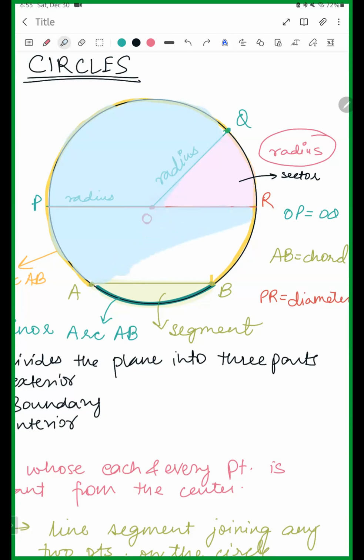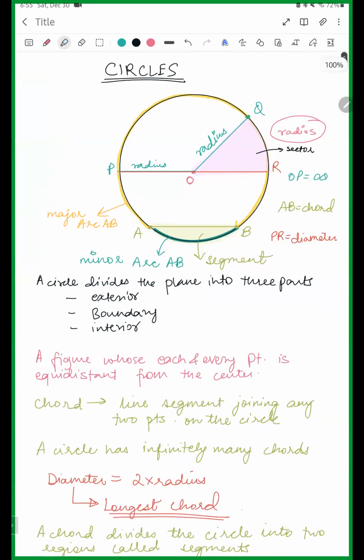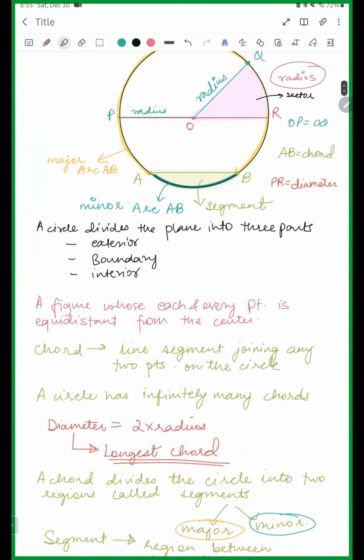Okay, so this one is your major sector. You can say if there are two radii, they make something like a pizza slice. This divides the entire circle into a major sector and a minor sector. These are just some technical terms which we needed to know in order to proceed.